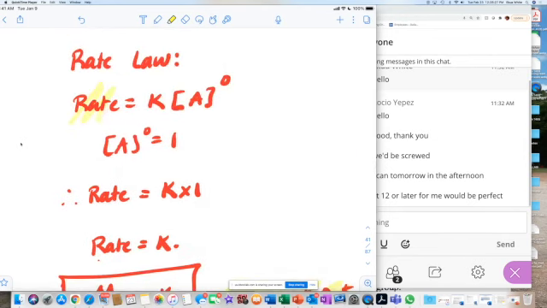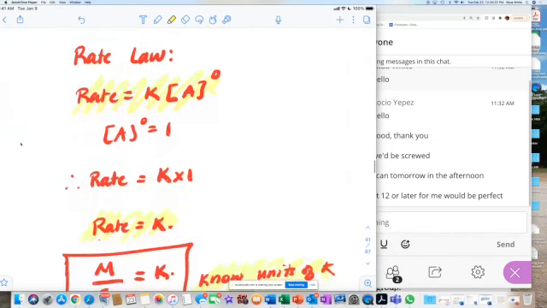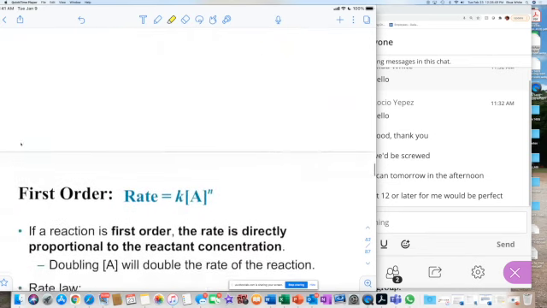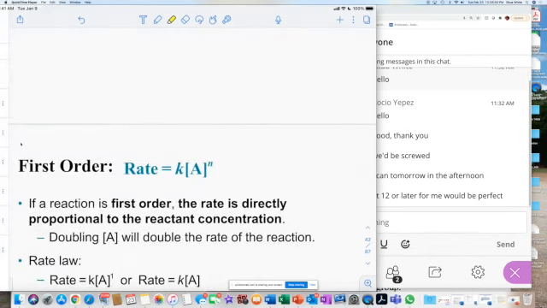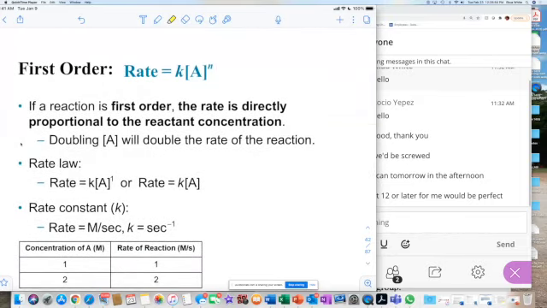So I told you, know the rate law, the two different forms. Know the implication, that changing the concentration doesn't change the rate, and then know the units of K. Oh, there's one more thing you need to know, the graph. Well, I think that's coming up later on. Yes, that's coming up later on. We're still trying to understand the implications of this. Let me not get ahead of myself.